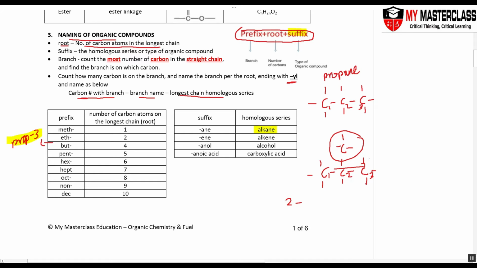The branch name, how do we name the branch? Count the number of carbon on the branch and name the branch per the root. So there's only 1 carbon, so this one will be meth, ending with YL. So 2-methyl, and continue with your root. So in this root, the main chain, we have 3 carbon, prop. And what's the suffix again? This is all your carbon single bond. This is your propane.